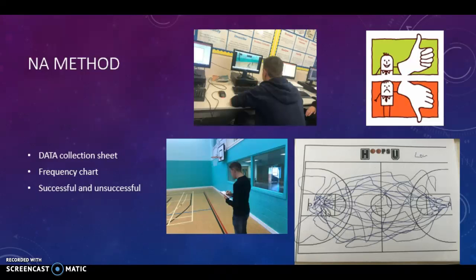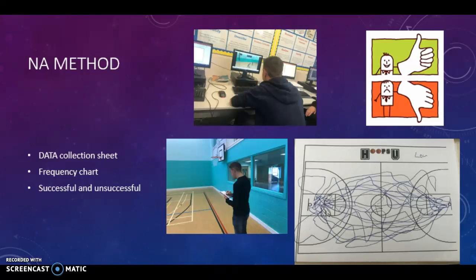So how I did it is, firstly, we created a data collection sheet of skills that were needed within basketball. So we narrowed this down to a few. It was like layups, we had steals, we had defensive turnovers, for example. What other things did we have? 2-pointers, 3-pointers. And what we did is we had it as a frequency chart.